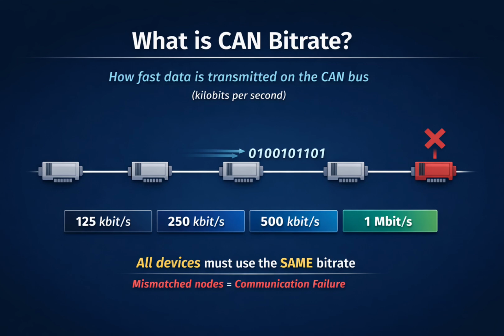CAN bitrate is simply how fast data is transmitted on the CAN bus. It's measured in kilobits per second. Typical values you'll see include 125 kilobits per second, 250, 500 and 1 megabit per second. One important rule to remember is that every device on the CAN network must be configured to the same bitrate. If even one node is different, communication will fail.